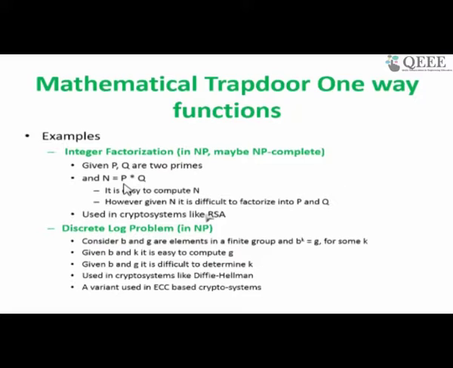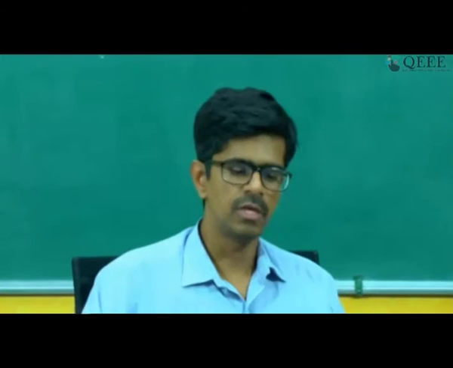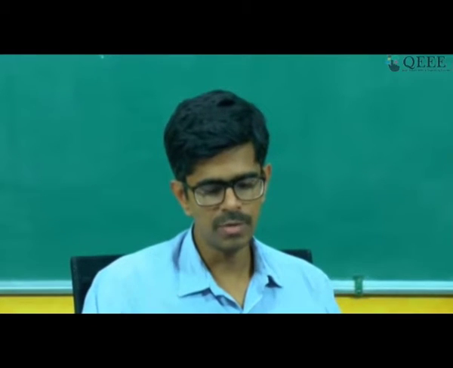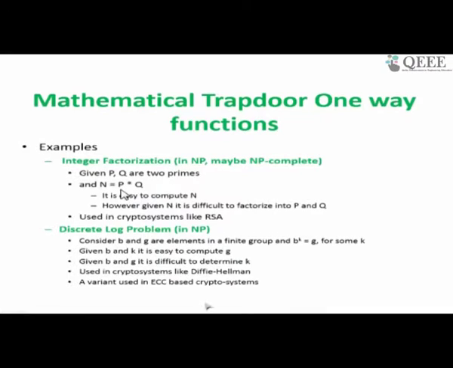The other very common or very popular trapdoor mathematical one-way function is based on the discrete log problem. It is based on the fact that if we have two elements of something known as a finite group, let's just call them b and g, it is very easy to compute b to the power of k. Let's say this is equal to g for some k.